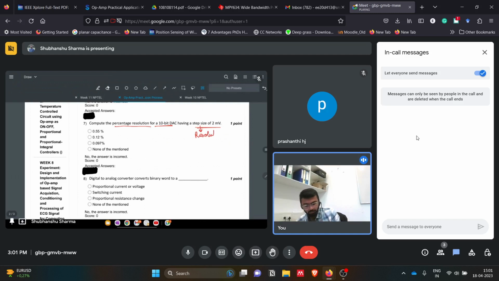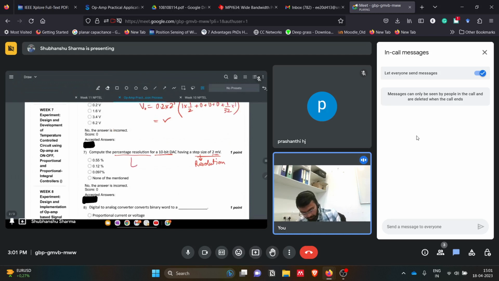It has the same meaning as resolution. The resolution is also the same thing. So it is given that it is 2 millivolt. So basically the percentage resolution is the resolution divided by the full scale value into 100. So now we have resolution, which is equal to 2 millivolt.